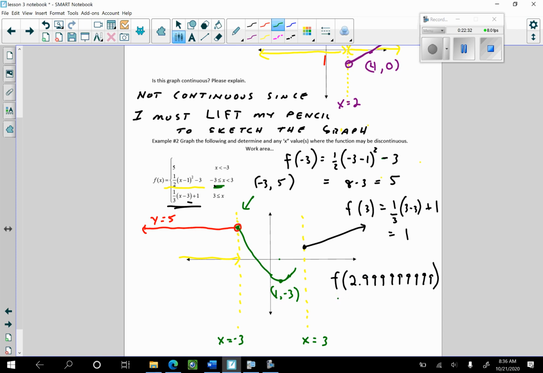So here's what I'm going to do. This is the middle part. 3 minus 1 is 2. 2 squared is 4. Right? Then 1/2 times 4 is 2. So this is going to be 2 minus 3, which is -1. So f at 2.999 is close to -1. So guess what this graph does? I have an open circle down here at -1.